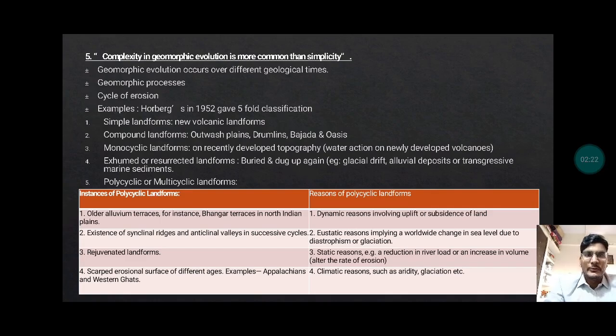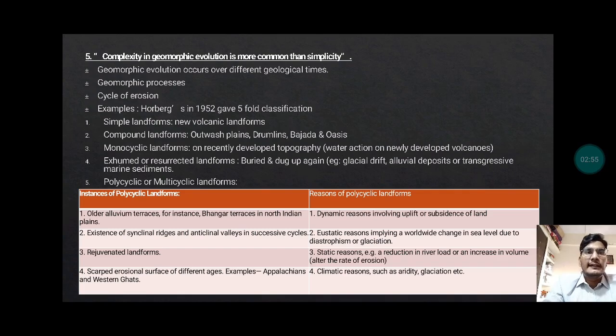Second one is the compound landforms. So compound landforms are those landforms where the combined action of multiple geomorphic processes is visible. For example, in the glacial region, we can find 2 such landforms. One is outwash plain and second one is drumlins. Outwash plain is also known as glaciofluvial landforms, meaning the combined action of water and glacier. Same is in case of drumlins.